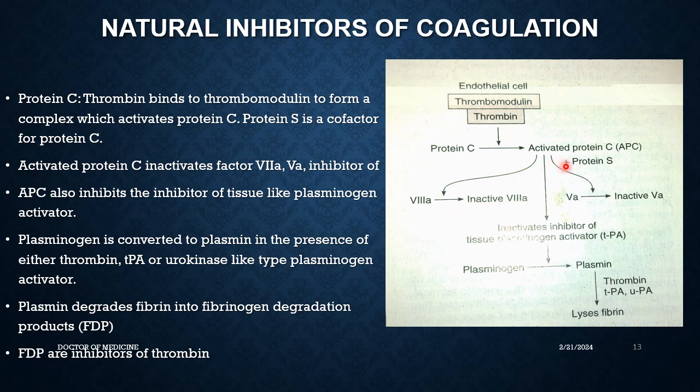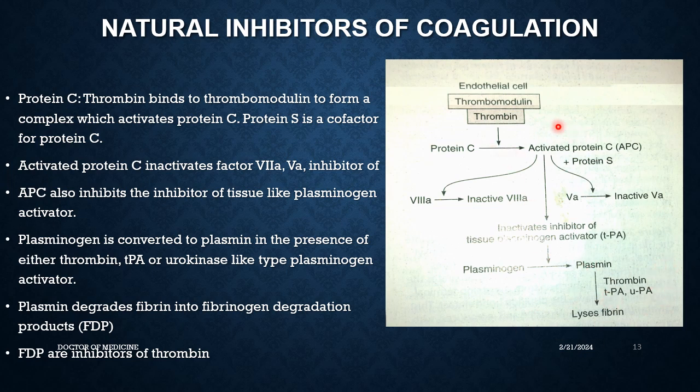All right, so activated protein C will also inactivate inhibitors of what are called tissue plasminogen activator. We'll talk about plasminogen activator in fibrinolysis. Okay, so this is what activated protein C does. It inactivates factor 8 and factor 5, and also inactivates the inhibitors of tissue plasminogen activator. So plasminogen activator will convert a plasma protein called plasminogen into plasmin, also known as fibrinolysin. Okay, so the fibrinolysin will act to dissolve the formed blood clots.